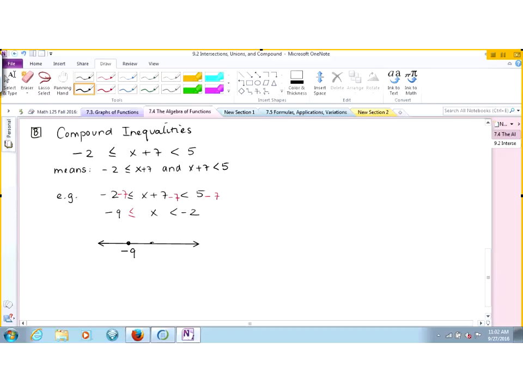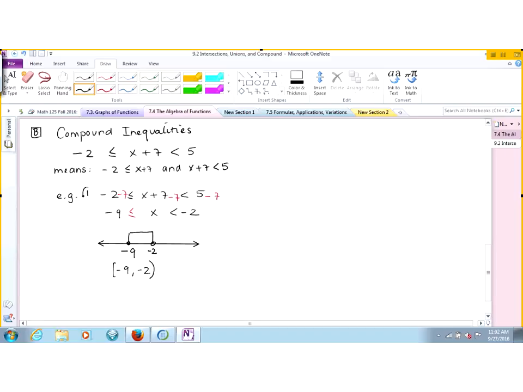Negative 2, open. And what about x? X is in between. So I don't have any arrow. It just says that x is in between negative 9 and negative 2. Yeah? So that's my solution. What is my solution? Negative 9, comma, negative 2, parentheses.